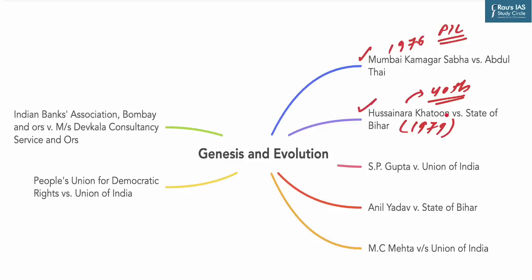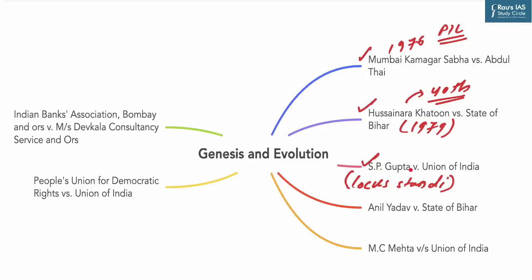A new era of the PIL movement was heralded by Justice P.N. Bhagwati in the case of S.P. Gupta versus Union of India. In this case, it was held that any member of the public or social action group acting bona fide can invoke the writ jurisdiction of the High Courts or the Supreme Court seeking redressal against violation of legal or constitutional right. Thus, through this case, the concept of locus standi was relaxed.